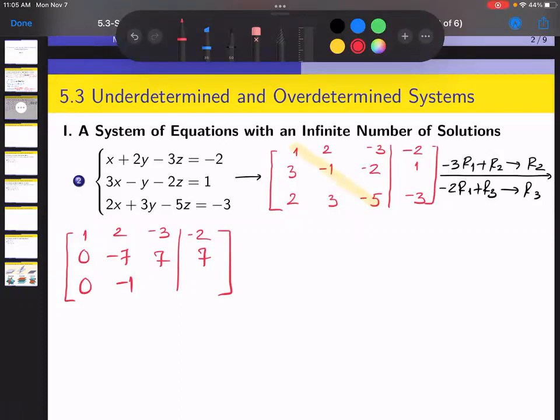Okay. -2 times -3 is +6, plus -5 is -1. And -2 times -2 is +4, plus -3 is 1. I see people get that a lot. What's next? This one needs to be 0, right?